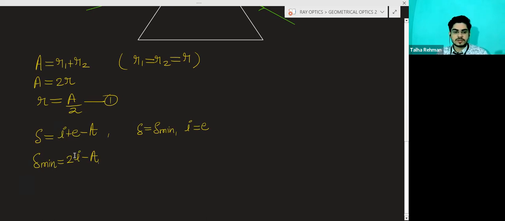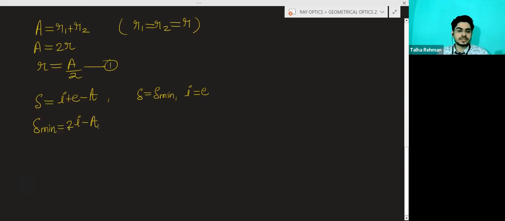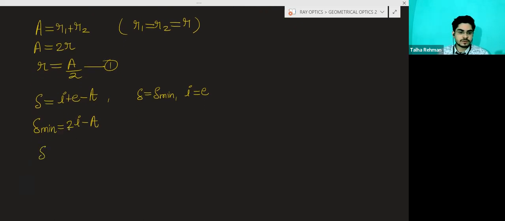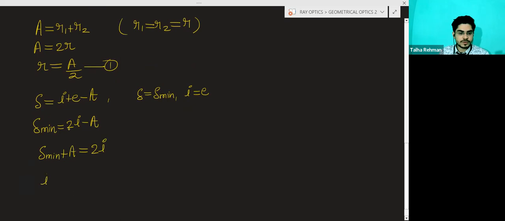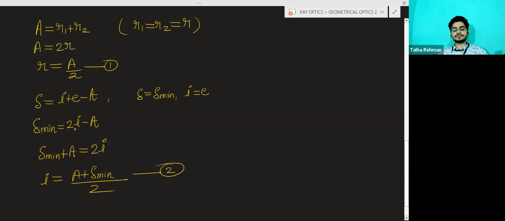So from here we can find the angle of incidence. How can we find it? Delta minimum plus A is equal to 2I. So from here you can find I is equal to A plus delta minimum divided by 2. This is your equation number second.